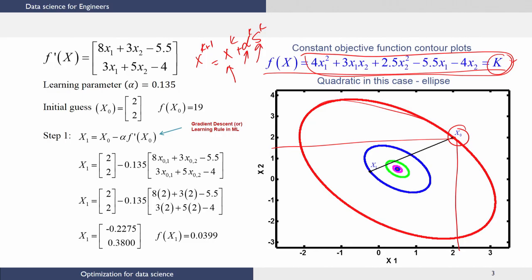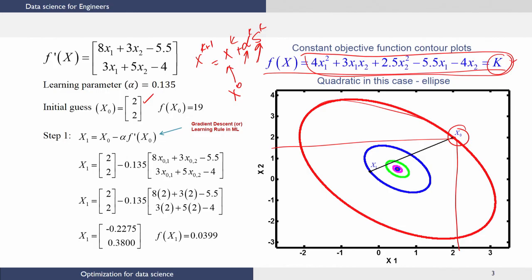So, let us look at this picture here. When we start, we have x naught, which is initialization, which is this point. What we need to do is find a direction in which to move, and once we find a direction, we will find a learning rule or a learning constant, which will take us to the next point. The initial guess we have chosen is about (2, 2), and f of x naught when you substitute (2, 2) is 19.